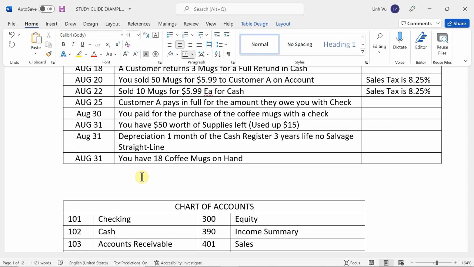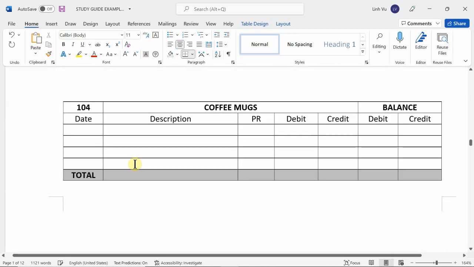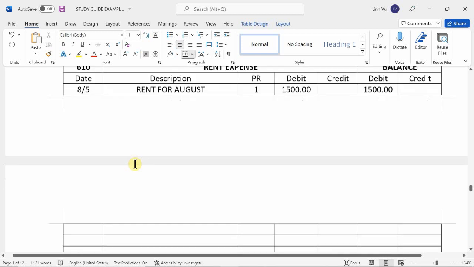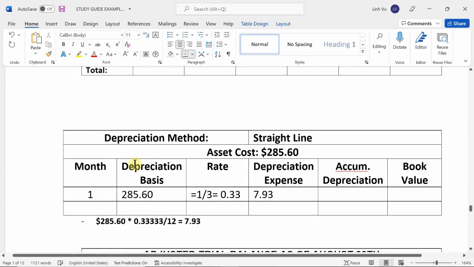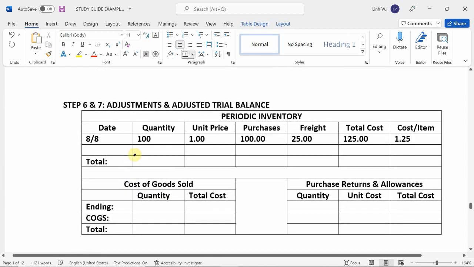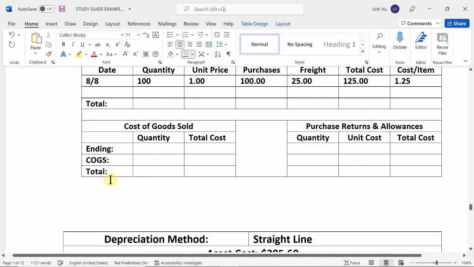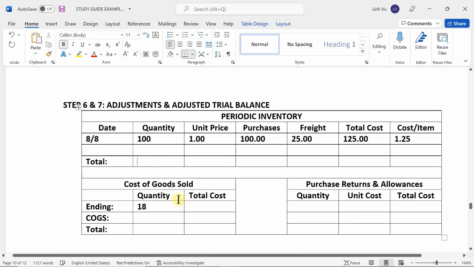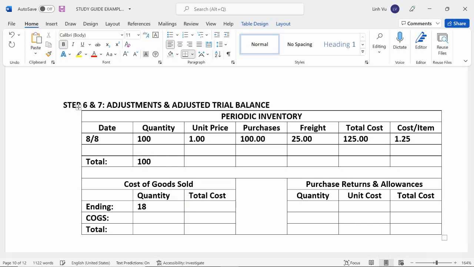You have a total of 18 coffee mugs on hand. So that's what I have. My ending balance is 18 coffee mugs. So let's go to the bottom of this page to look at my inventory table. Here you go. I have an ending balance of 18 mugs left. So let's tally up my total. I have a total of 100 mugs at $100 purchase with $25 worth of freight, with a total cost of $125.